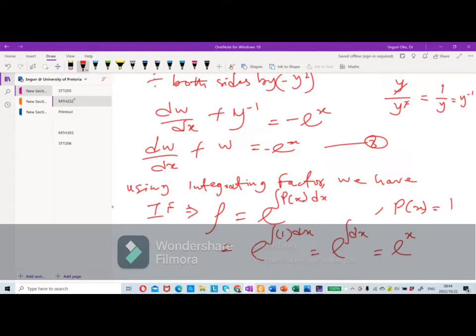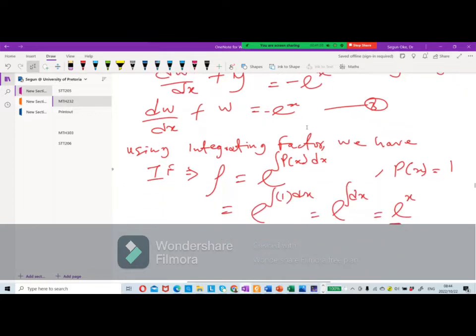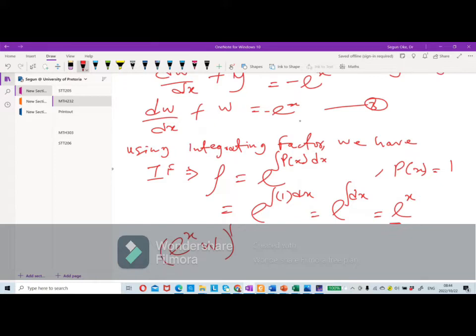Then, if you have exponential x, now I'll do something which I want you to be careful with. So all we need to do is just to multiply both sides with exponential x. And don't forget, exponential x w prime equals to negative exponential 2x. Do you agree with me? Hello? From where I stop now, do you agree?